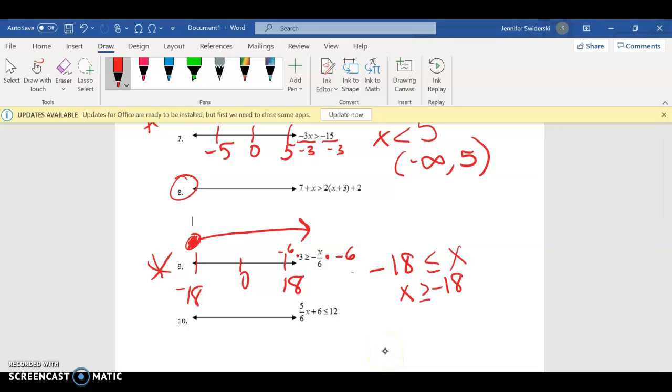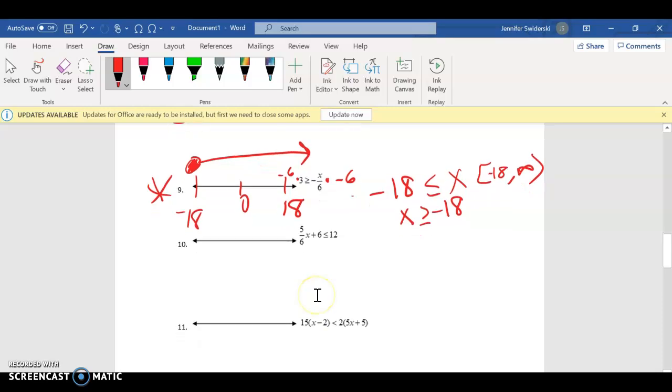So I'm going to plug in negative 18. A double negative would be positive, okay? So negative 18 would be positive 18. 18 divided by 6 is 3. Is 3 greater than or equal to 3? Yes. So interval notation, the lowest it can be, it hits at negative 18, goes on to infinity.